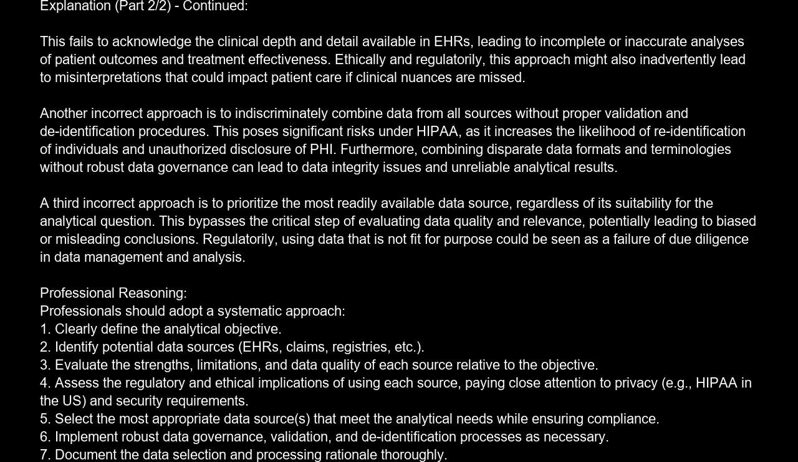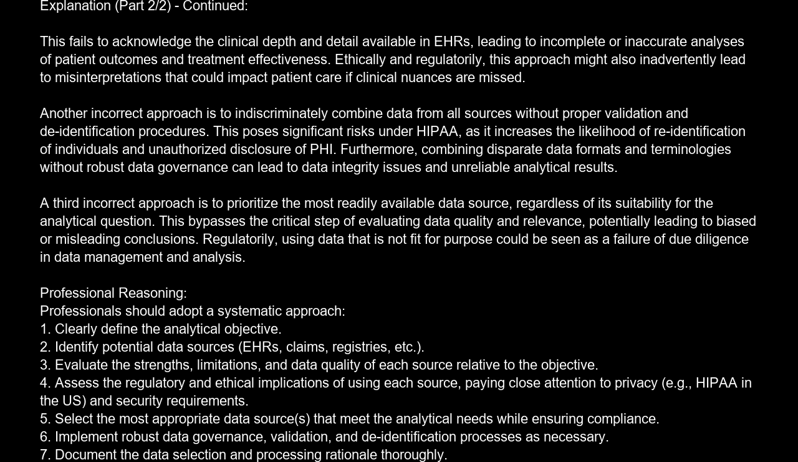Another incorrect approach is to indiscriminately combine data from all sources without proper validation and de-identification procedures. This poses significant risks under HIPAA, as it increases the likelihood of re-identification of individuals and unauthorized disclosure of PHI. Furthermore, combining disparate data formats and terminologies without robust data governance can lead to data integrity issues and unreliable analytical results.